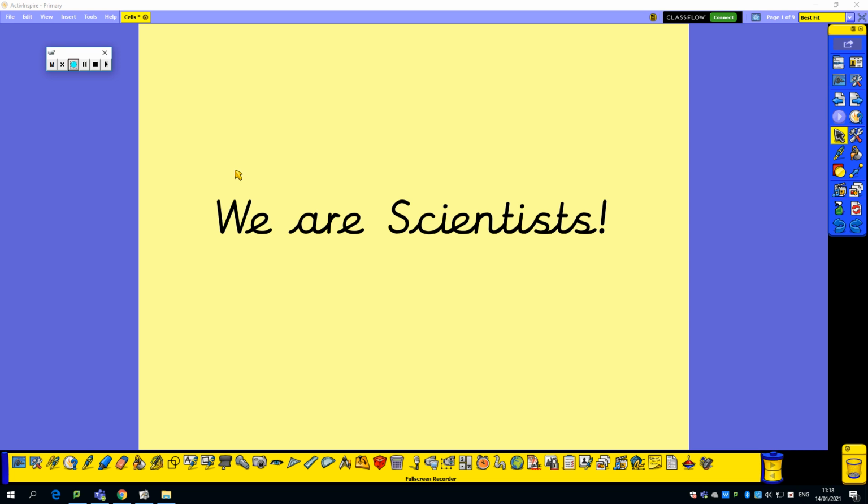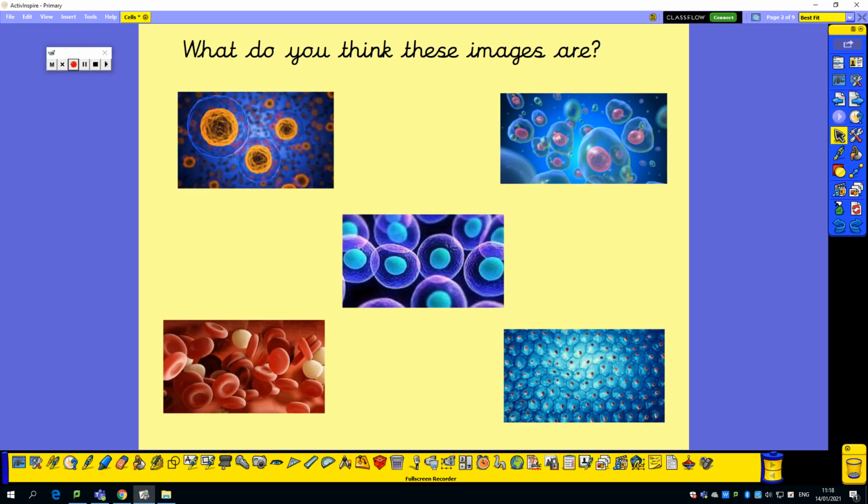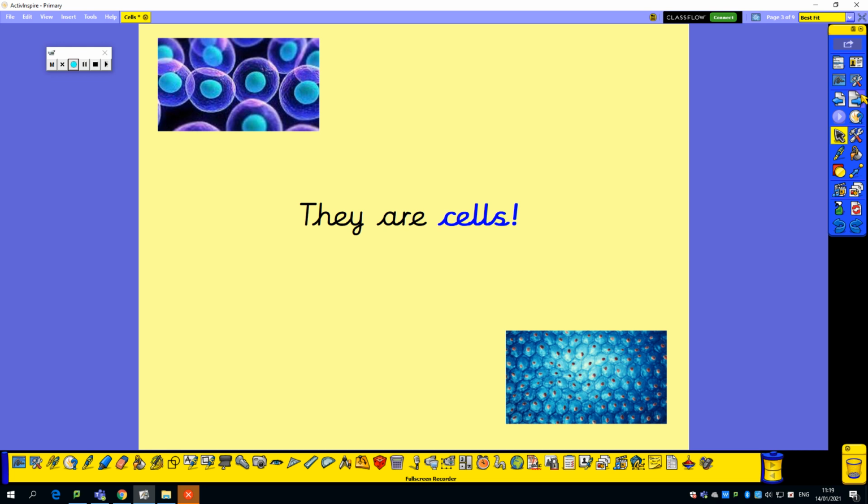Year 3 and welcome to another science lesson. So today we're going to be learning about these things. These images are of funny looking things, aren't they? And they are actually something called cells.